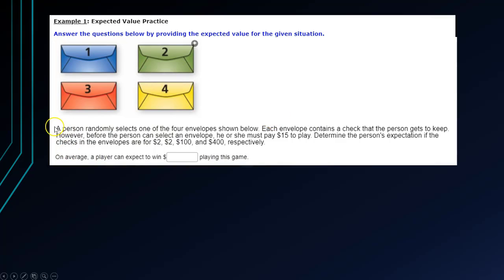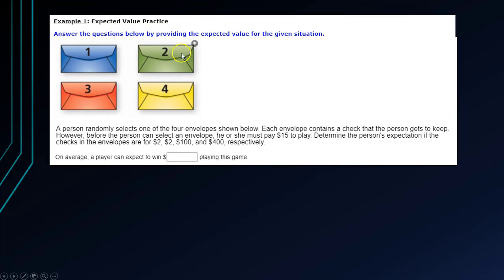In another game, a person randomly selects one of the 4 envelopes shown below, or actually above in this case. Each envelope contains a check that the person gets to keep. However, before the person can select an envelope, he or she must pay $15 to play. Determine the person's expectation if the checks in the envelopes are for $2, $2, $100, and $400 respectively.